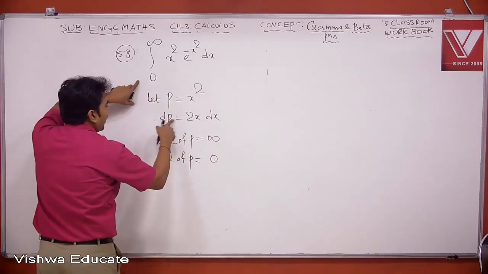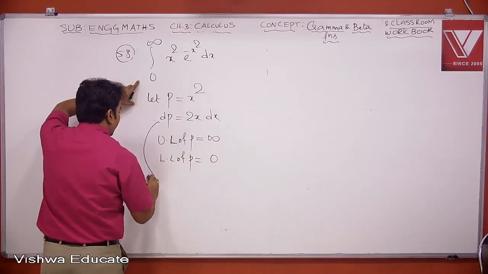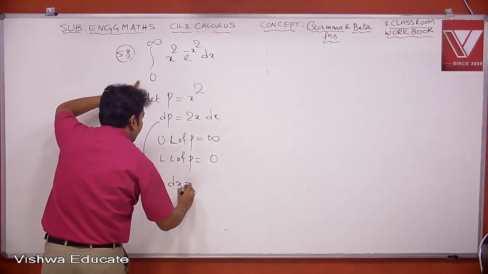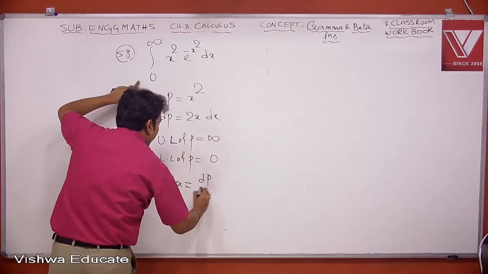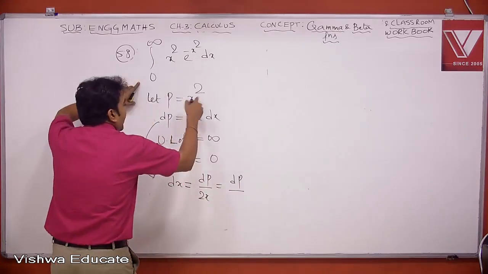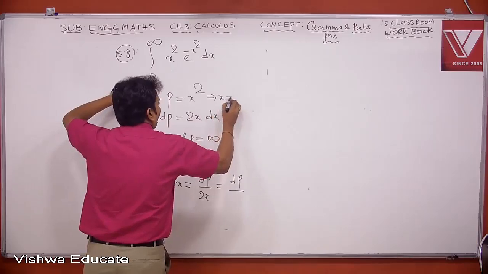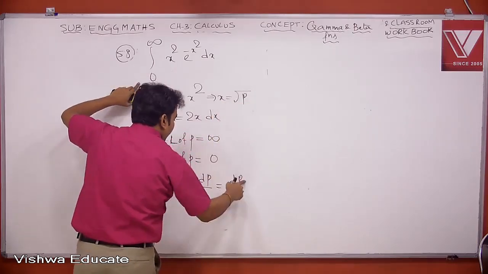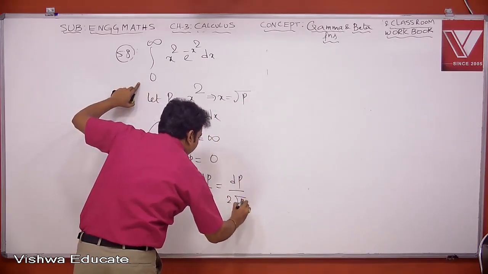Now let us see, here dp equal to 2x dx. That means dx equal to dp divided by 2x. So this is dp divided by, when x square equal to p, x equal to square root of p. Therefore dp by 2 times square root of p.